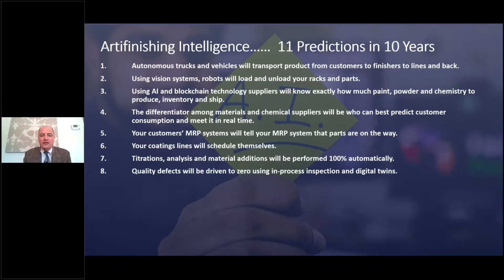Number 8, quality defects will be driven to zero using in-process inspection and digital twins. That digital twin that I showed you at the beginning, the really cool paint robot that was being run digitally, we will have digital twins for every single manufacturing operation. In fact, I'm working on a project right now in central Wisconsin where we're putting together an effort to build a digital twin for every single manufacturer in about a 5-county area, believe it or not. So digital twins are a thing of the future.